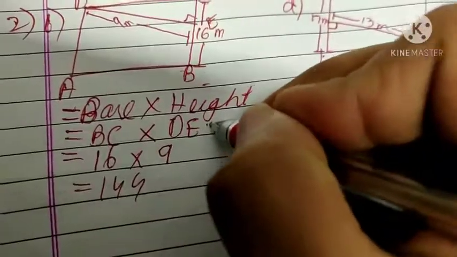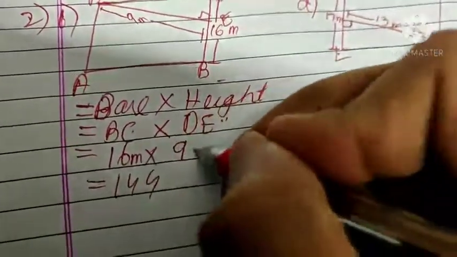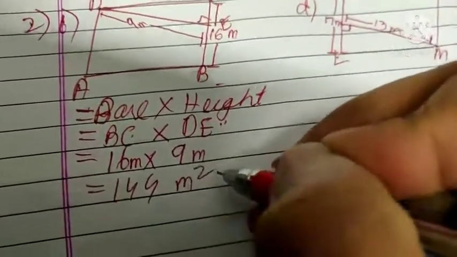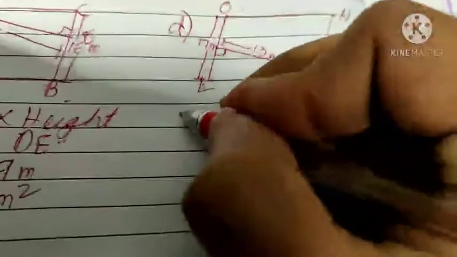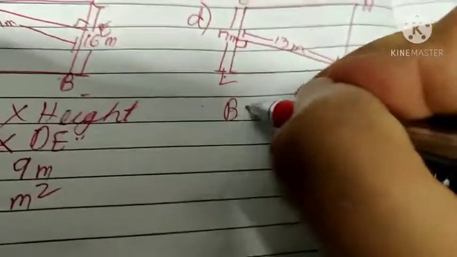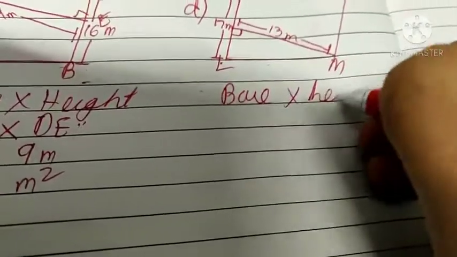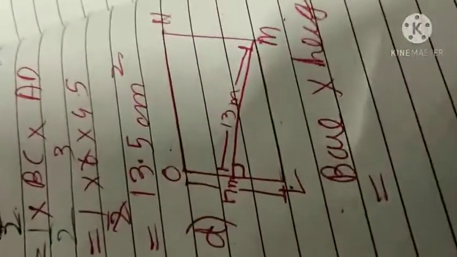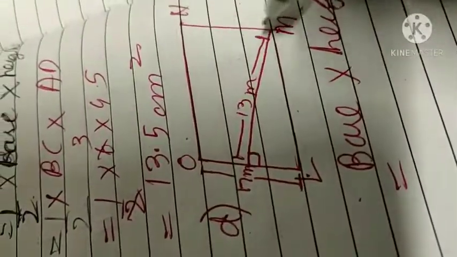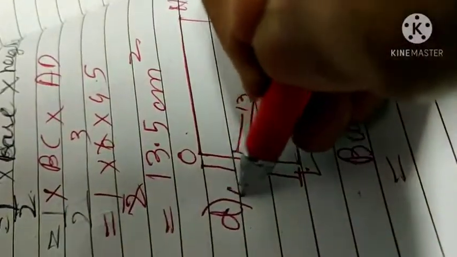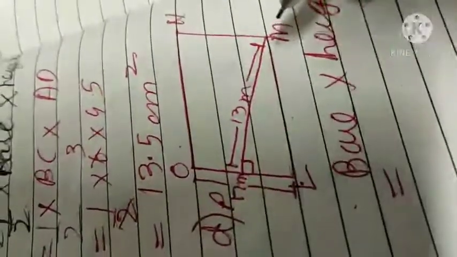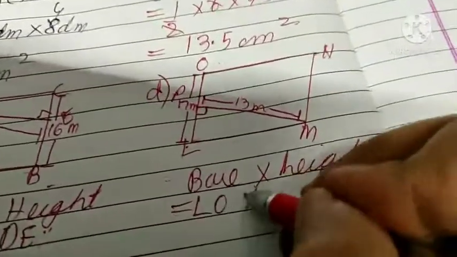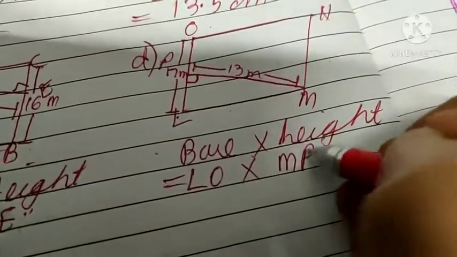They were in meters, so meter square. So here also we have to find the area. So area is base into height. Here the base is LO. Height is, this is M, and this we take as P, MP. Okay. So here base is LO, height is MP or PM.